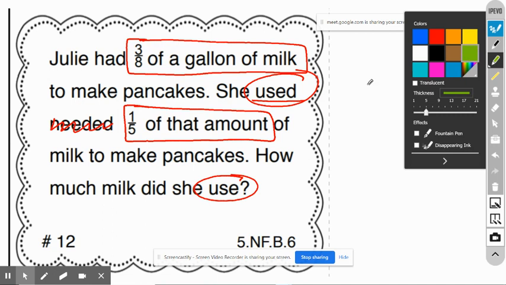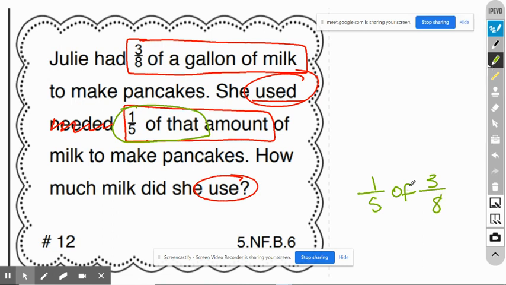This is kind of wordy. So my thing is, when you see the question, here is 3/8 of a gallon of milk. Here it says 1/5 of that. So it's 1/5 of the 3/8. And what do I replace the "of" with? Multiply. So that's how you would solve it: numerator times numerator, denominator times denominator, and you get your answer.